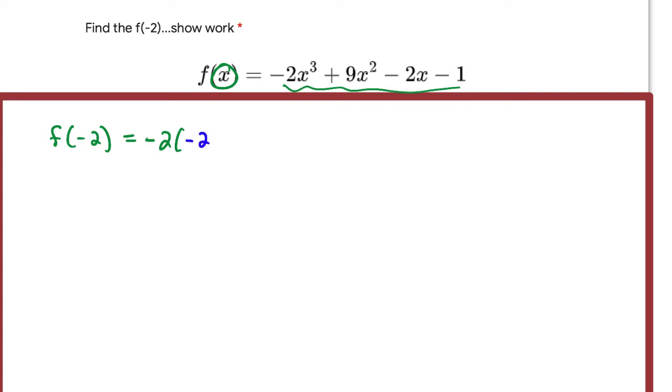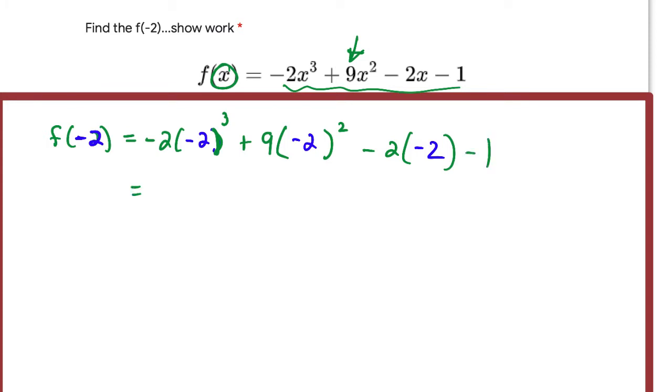So there was an x. I replaced it with a -2, this blue -2 right here. Then it goes plus, and I'm just following along, 9, and then it's x squared, so that x is now a -2. Minus 2, there's another x, so that becomes a -2. And then minus 1. And again, we just work on the right-hand side here, so we just have to simplify this.